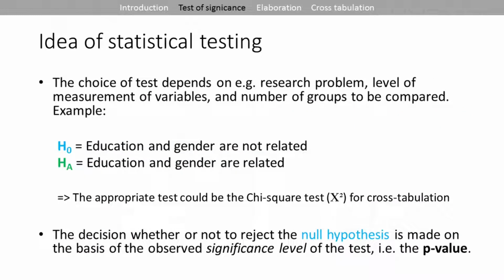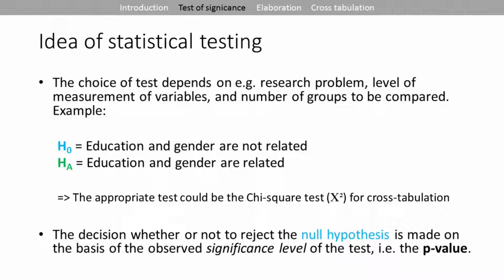And when choosing a statistical test, the choice always depends on the research problem itself, or the level of measurement of the variables, or the number of groups which are to be compared. For example, in a case when we have an alternative hypothesis that education and gender are associated with each other, the appropriate test would be a chi-square test for cross tabulations.